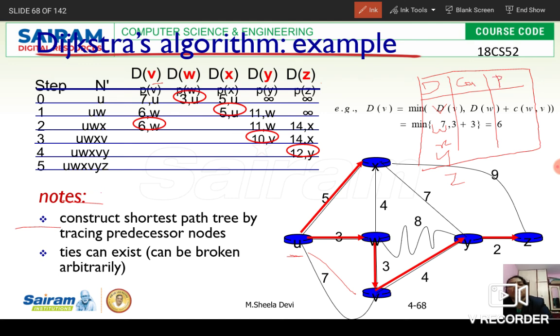Next, to V, what is the cost? It is 6. And what was the previous node? W. And from U to W, what is the cost? 3. And how to reach it? It is through U. The previous node is U. And X, it is 5, and the previous node is U. And to Y, it is 10, and the previous node is V. Next, to Z, it is 12, and the previous node is Y. This is called the routing table.